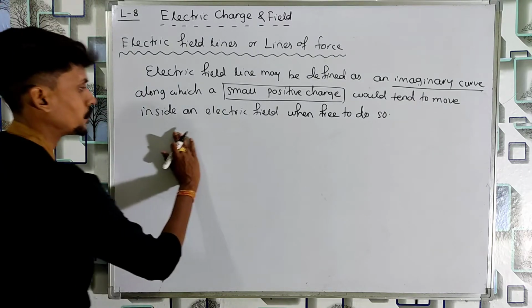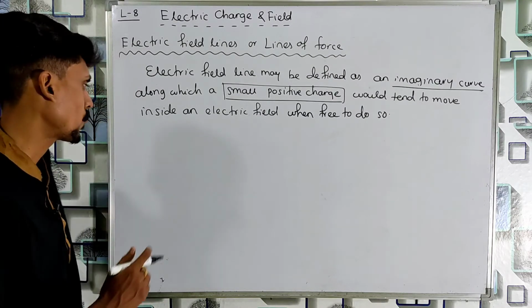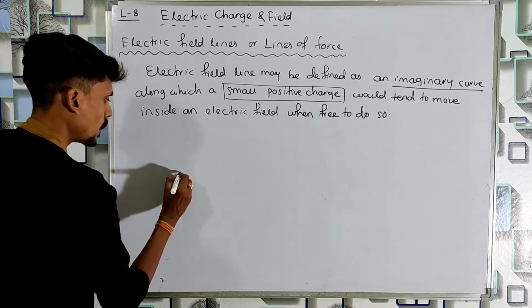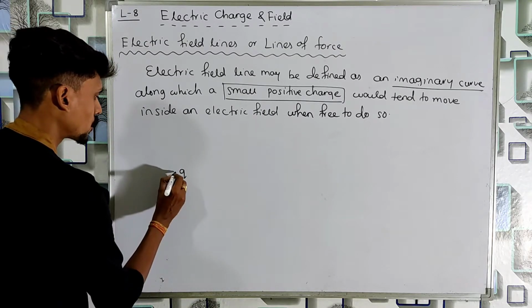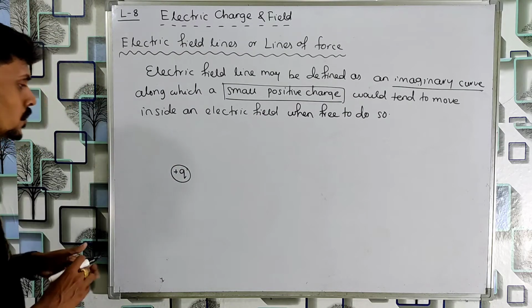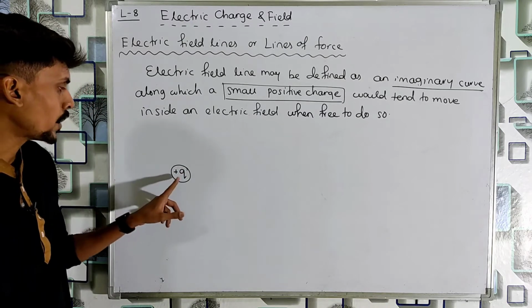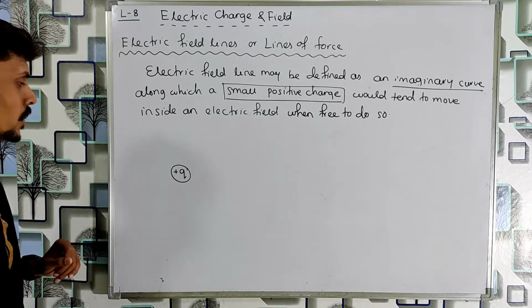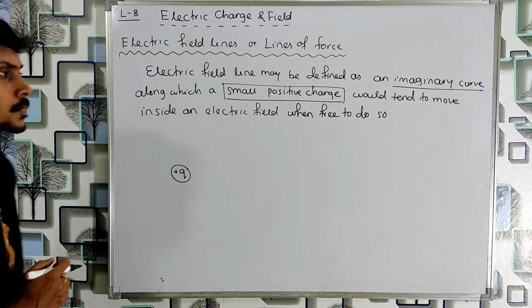Now let us draw the electric field line due to a point charge. Suppose I bring a positive point charge plus Q and place it at this point. Then it will create an electric field around itself.